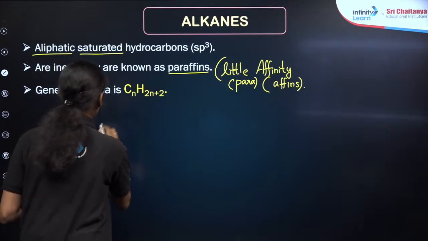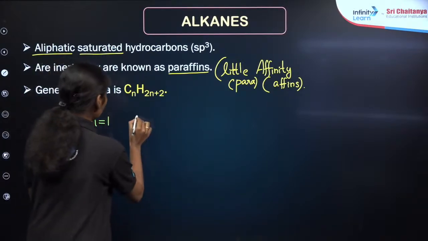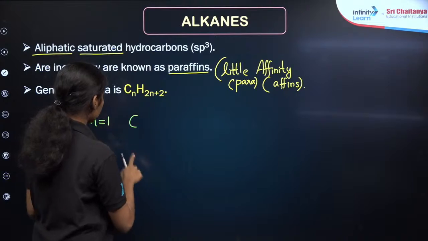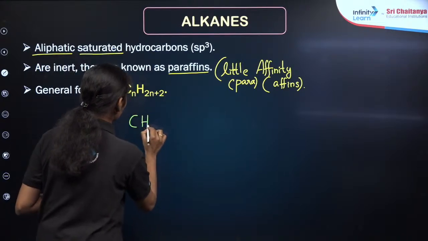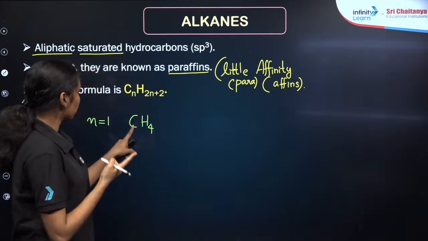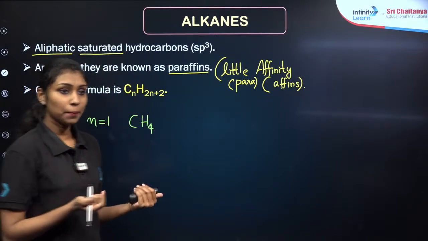Right. So if I am taking n is equal to 1, which means C1, or simply I can say C, 2 into 1 plus 2, that is C H4, right? 2 plus 2, 4. So this is the first carbon compound containing carbon-carbon single bond, or what will be the name?